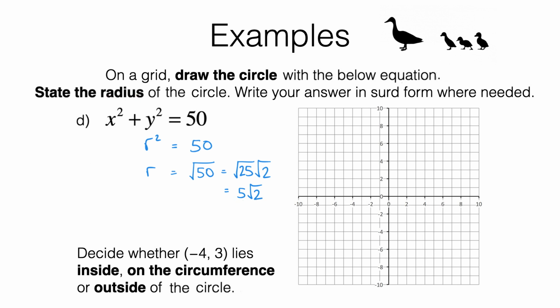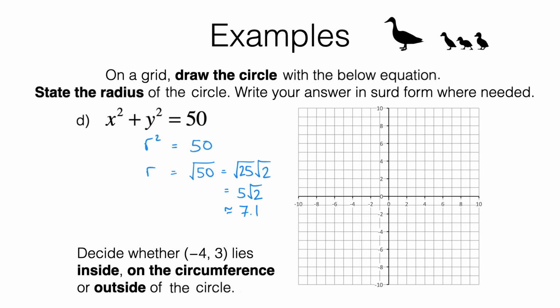Now you can check on a calculator that 5 root 2 is approximately 7.1. So we need a circle with centre 0, 0 and radius 7.1. Before I draw the circle, let's see if we can answer this part just using algebra without any diagram. So, does negative 4, 3 lie inside, on the circumference, or outside of the circle?